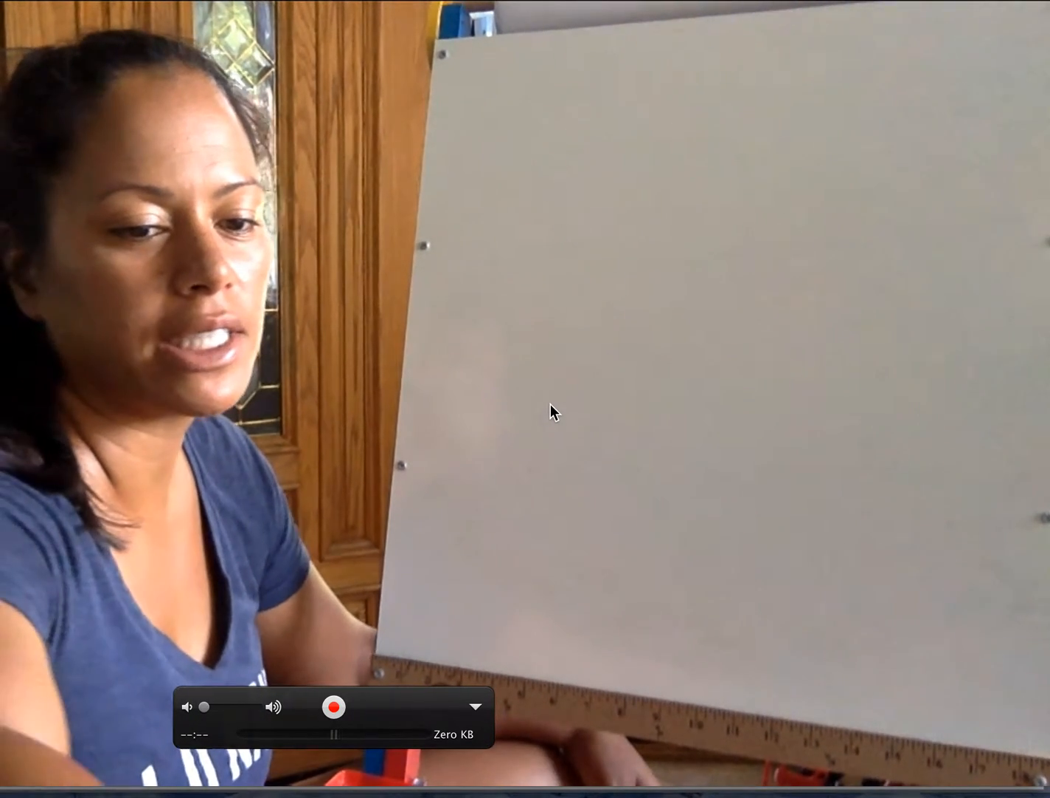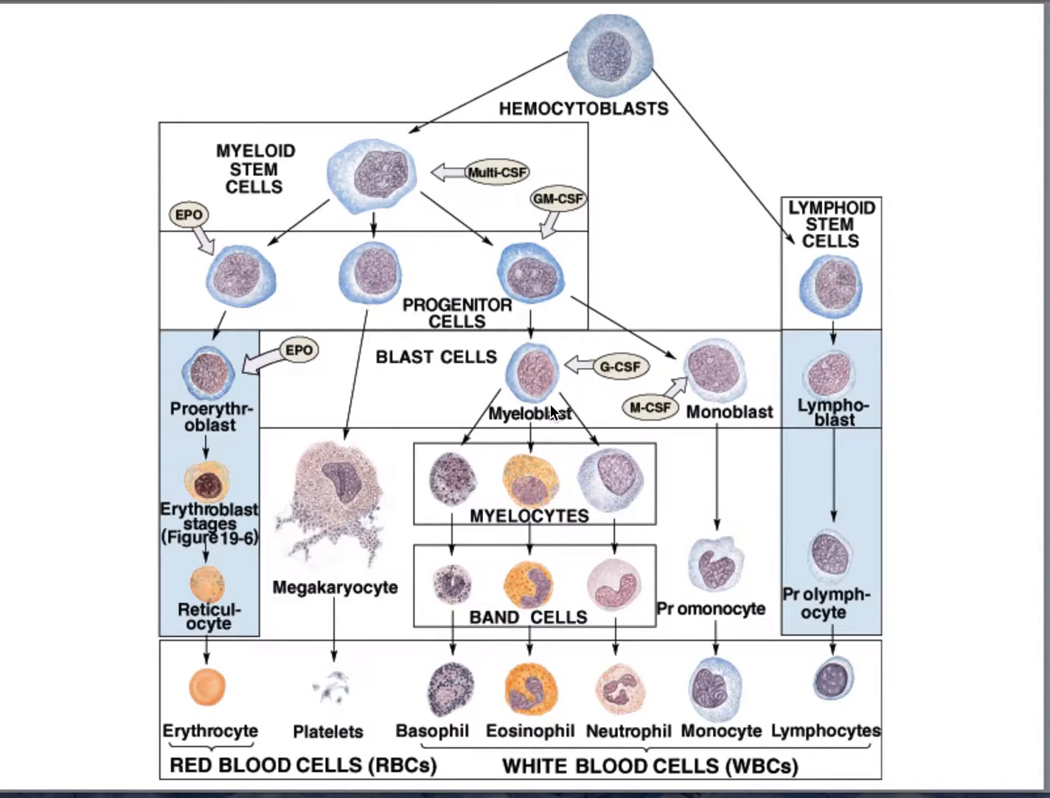Here we go, lymphatics again. So, white blood cells. This is going to be a review. Essentially, I'm going to do this really fast. You guys have to go back over the old stuff in order to do it.